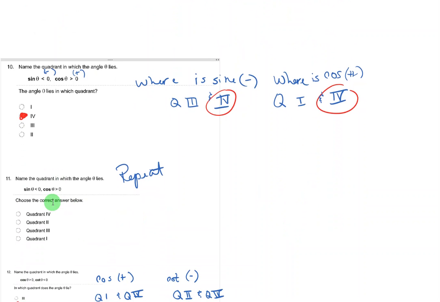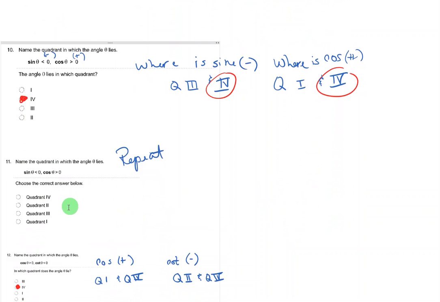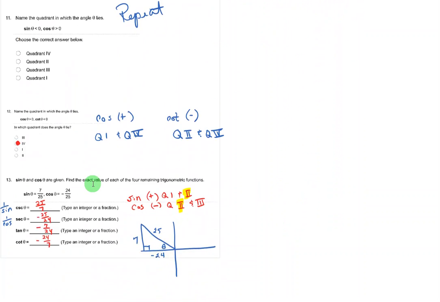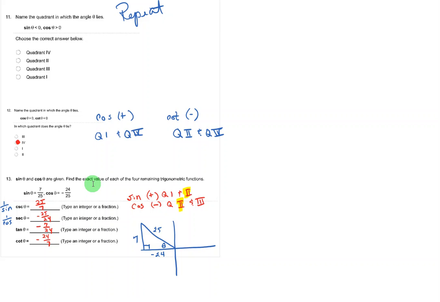Okay, so that's a repeat. I don't know why that problem's there, but it is a repeat. So that would be quadrant 4. All right, name the quadrant in which this one lies. Where is cosine positive and cotan negative? So cosine's positive, quadrant 1 and 4. Cotan's negative, quadrant 3 and quadrant 4. The overlap is 4.